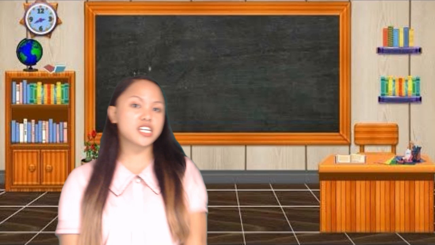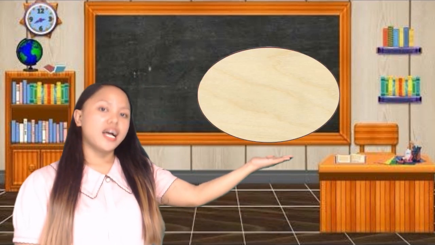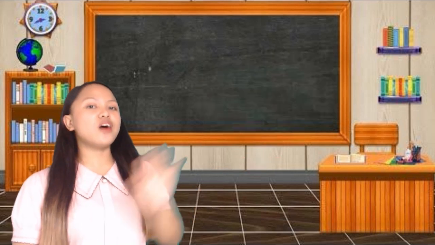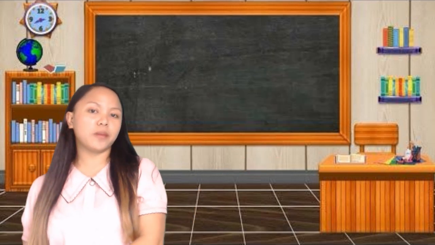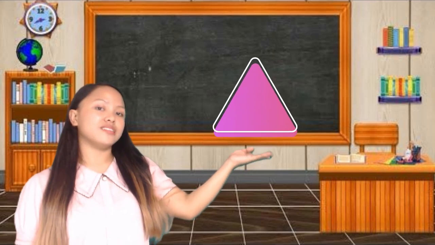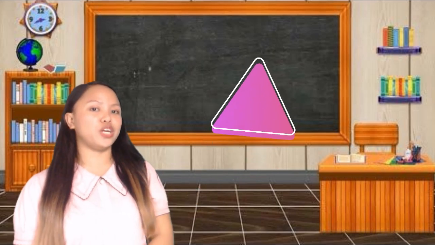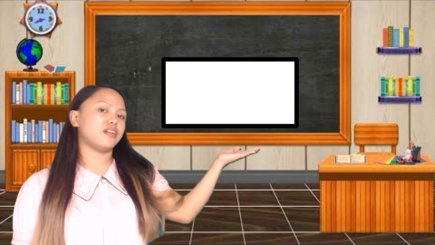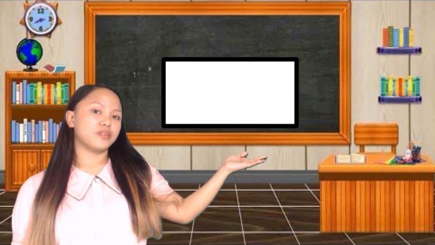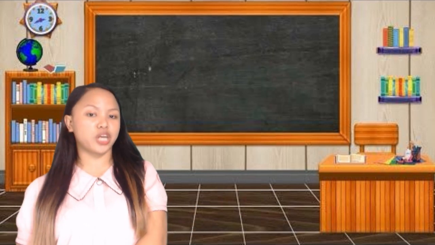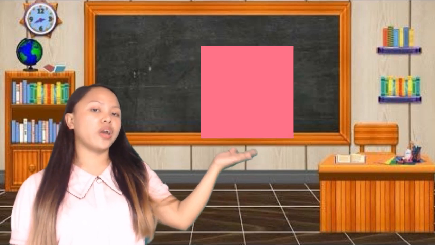Now let's identify the second shape, which is oval. Again, oval. Very good. Now let's identify the third shape, which is triangle. Again, triangle. Very good. So the fourth shape is rectangle. Again, rectangle. Very good. Now let's proceed to the fifth shape, which is square.